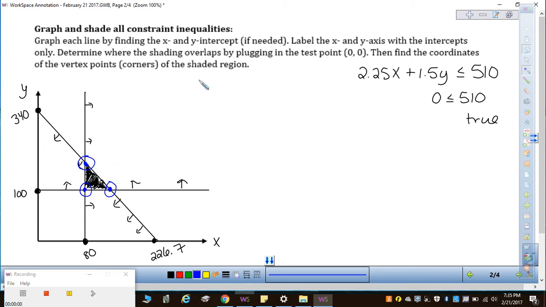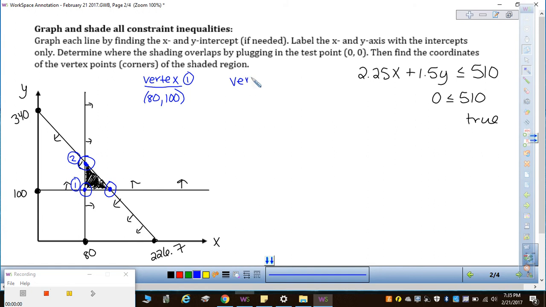And we will call these vertex points. Vertex number 1, this one is easy to get. We can see that the X value is 80 and the Y value is 100. No work needs to be done to find that. All right, let's look at vertex number 2 right above.